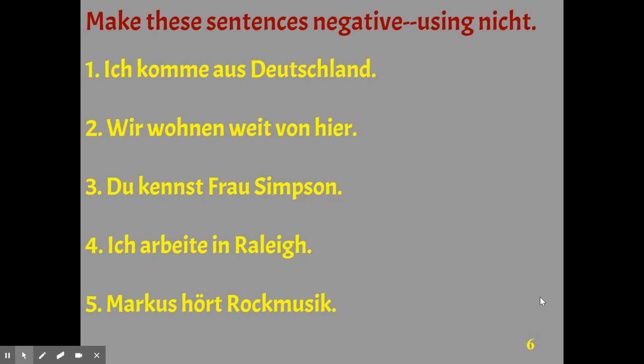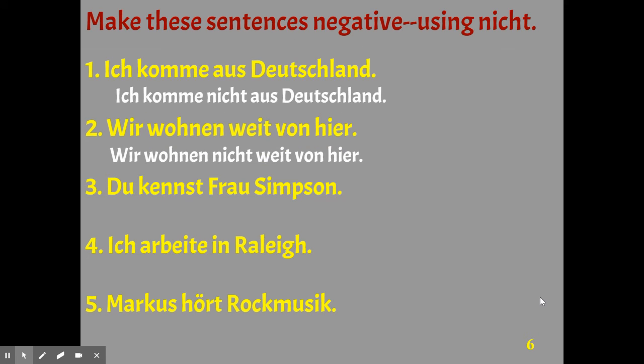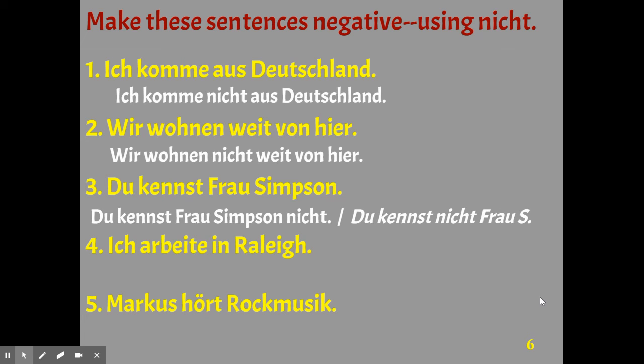All right. Number 1, ich komme aus Deutschland. Ich komme nicht aus Deutschland. Wir wohnen weit von hier. Wir wohnen nicht weit von hier. Du kennst Frau Simpson. That means to know somebody. So you know Frau Simpson. So you could say, du kennst Frau Simpson nicht. That would be my first answer. But if you put du kennst nicht Frau Simpson, that would not really be all that wrong. It would still be completely understandable.